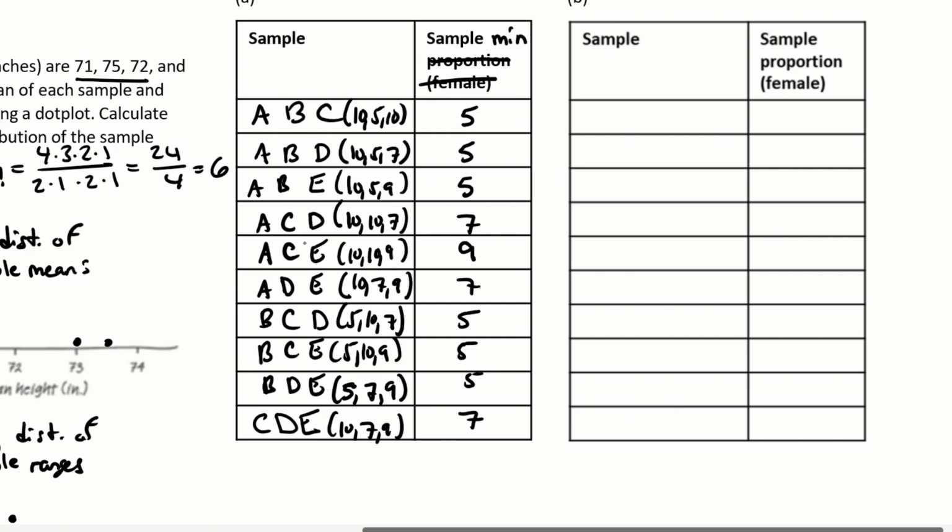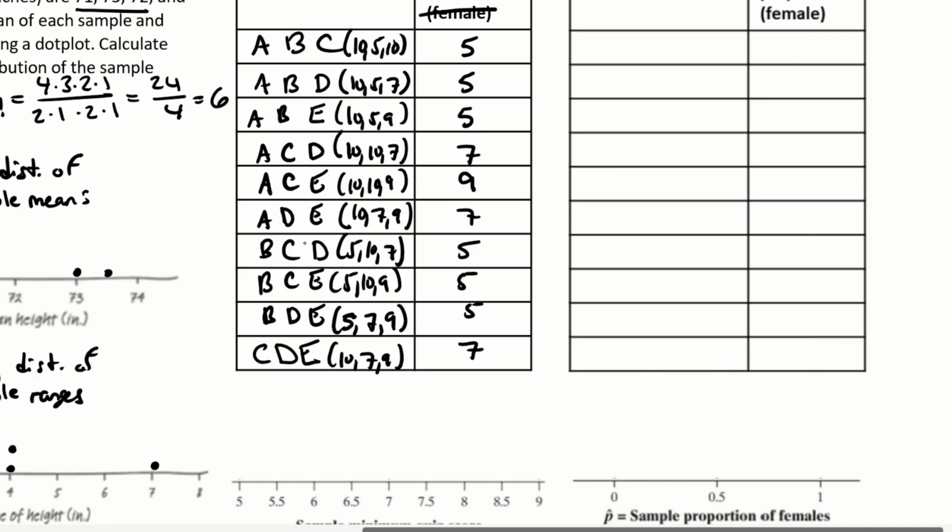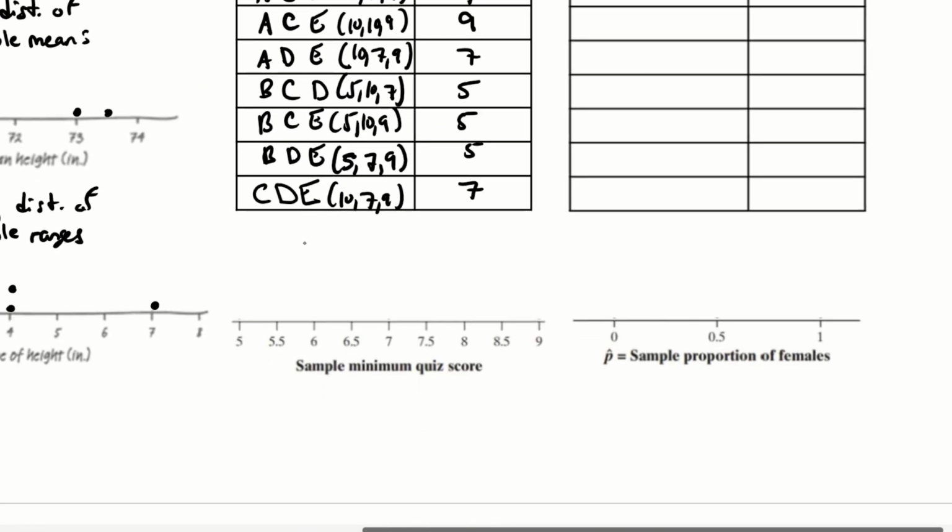And then we're going to go ahead and graph that. So there appears to be 6 5s and 3 7s and 1 9. There you go. So that's our sampling distribution of sample minimums.